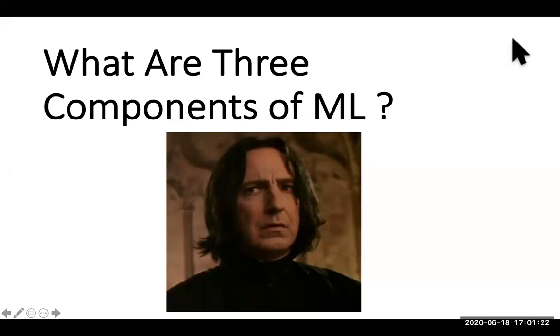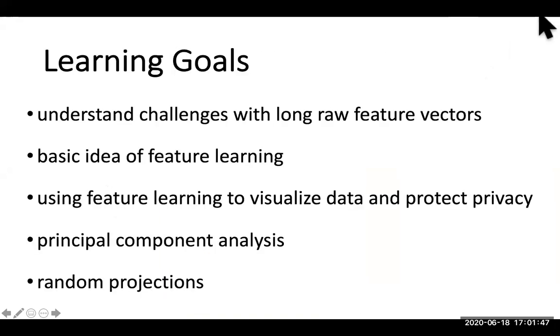Yes, so I have here an answer on the chat. So the three components are data, hypothesis space, and an error measure or a loss function. Today we will focus on the component data. In particular, we will hear about methods that allow to automatically learn good features of a data point.